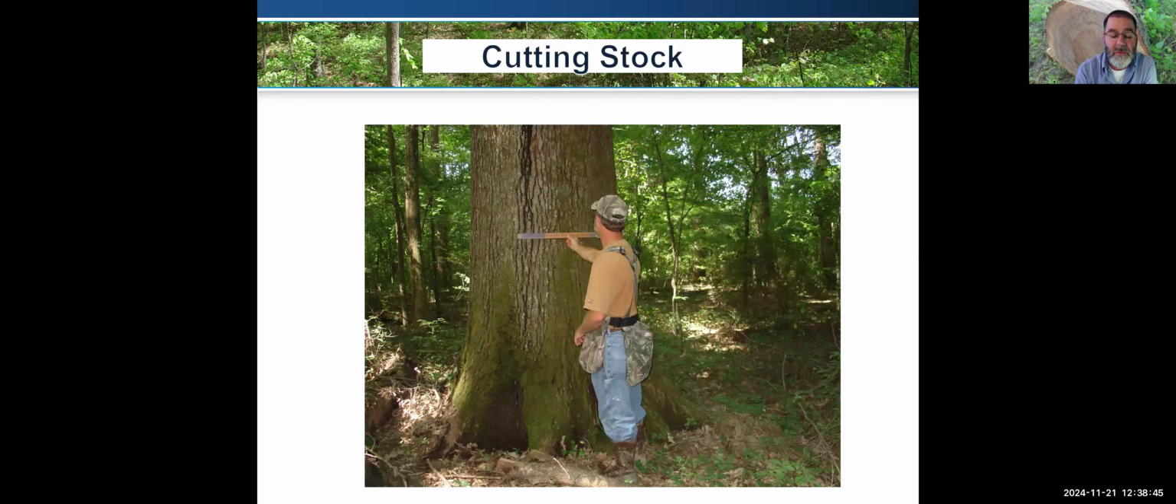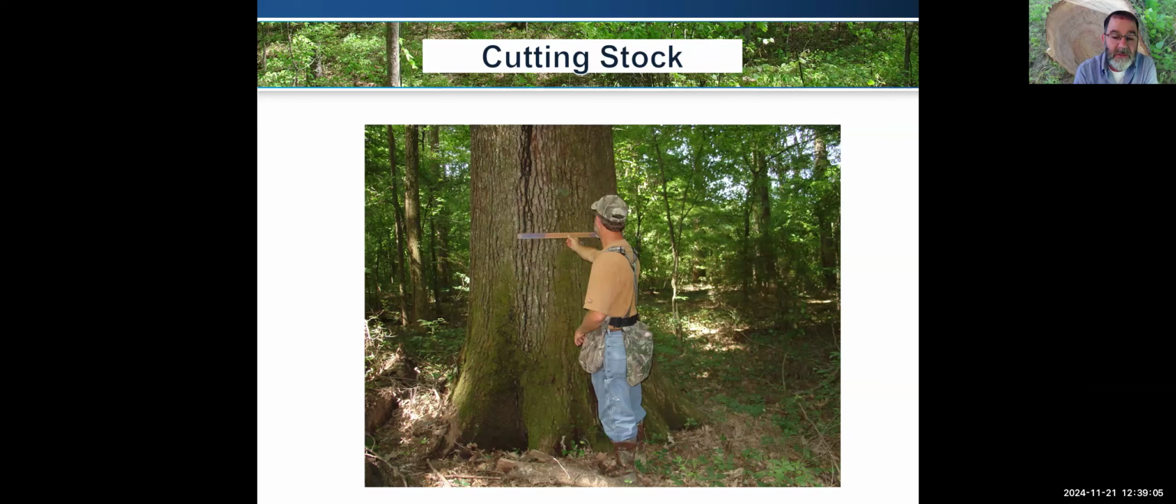Cutting stock are trees that are ready for harvest now. So you're looking at about a 36-inch diameter cherry bark red oak. Again, that's the king of the bottomland red oaks. If you're not going to be cutting this tree, then you're not in the business of growing timber. So this tree clearly is ready for harvest. It has reached its financial maturity.